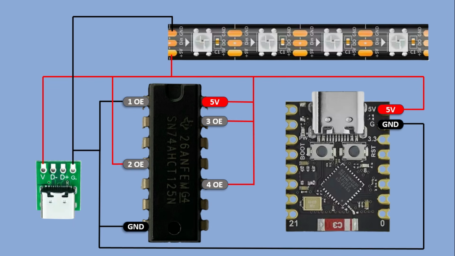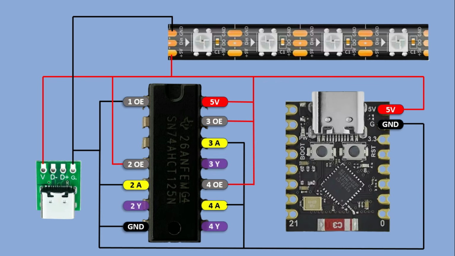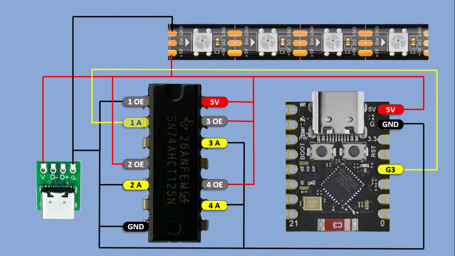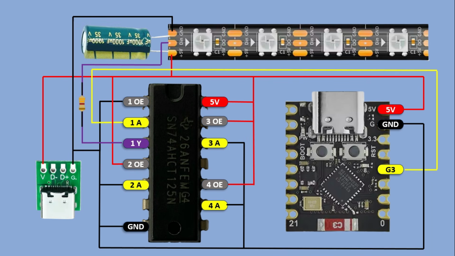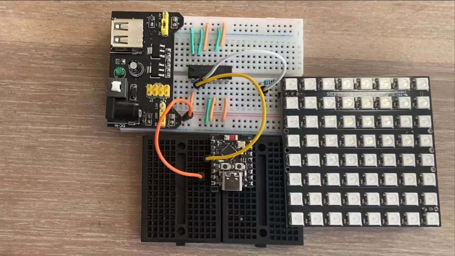To prevent any floating inputs on the inactive channels, I will set their input pins to low and leave their outputs unconnected. All that's left is to connect the input of the first channel to GPIO pin 3 on the microcontroller and connect the output of the first channel to the data pin of the LED strip. We'll add a 330 ohm resistor in the data line and a 1000 microfarad capacitor across the positive and negative terminals of the LED strip. We also add a 100 nanofarad capacitor between 5 volt and ground pins of the level shifter chip. Here's this circuit built on the breadboard.